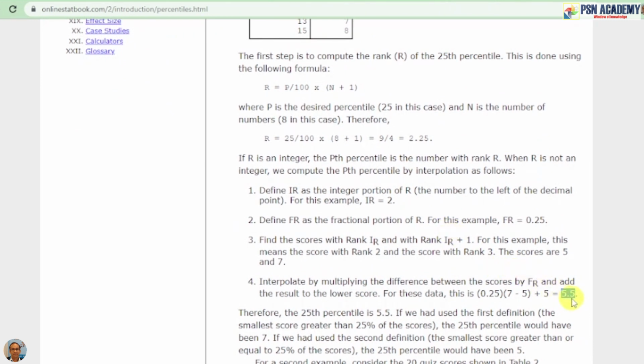And you declare this 5.5 as your 25th percentile. So this is a method he has suggested. I will show you on the slide how these things work, okay?